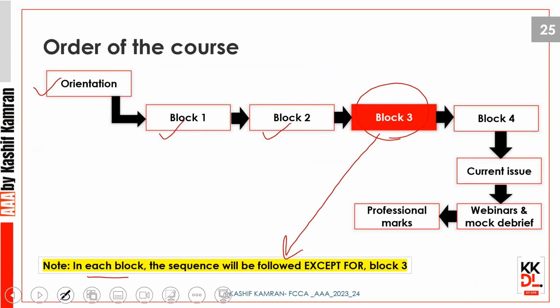In each block, the sequence will be followed except for block three. So in block one, you will follow the sequence in which the lectures are given. In block two, you will follow the sequence of the lectures given. In block three, there is a different sequence, which I will be guiding you on. But after block one, you do block two. Then after block two, you do block three.